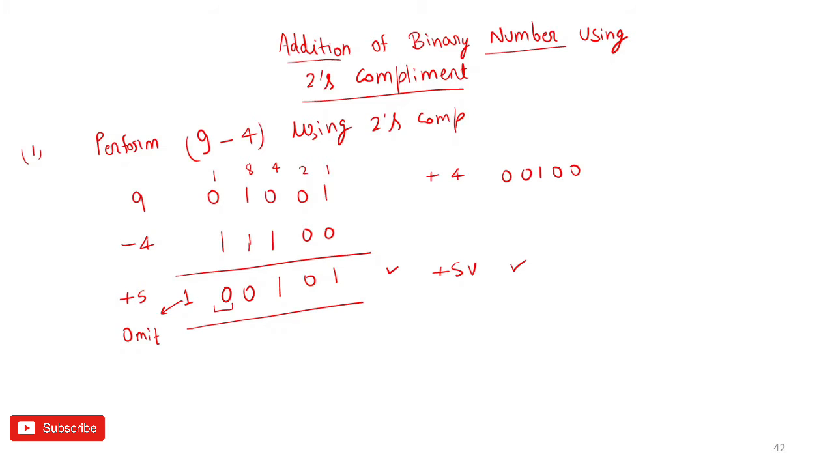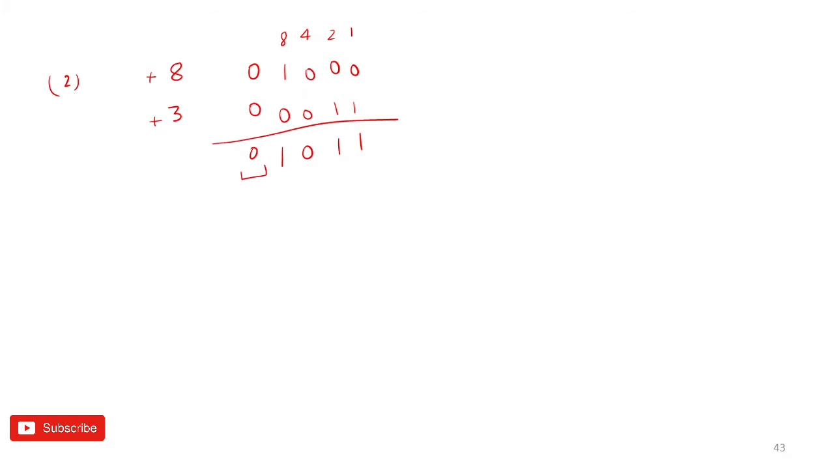Next, another example. Example number 2, take 8 plus 3. Both are positive, so directly you can write 1, 2, 4, 8. So 8 means 0, 1, 0, 0, 0, and this is the sign bit. 3 means 0, 0, 0, 1, 1. Directly you can add. So 0, 1, 0, 1, 1. The sign bit is 0, so the number is positive. It should be plus 11. So this is 1, 2, 3, plus 8, 11.